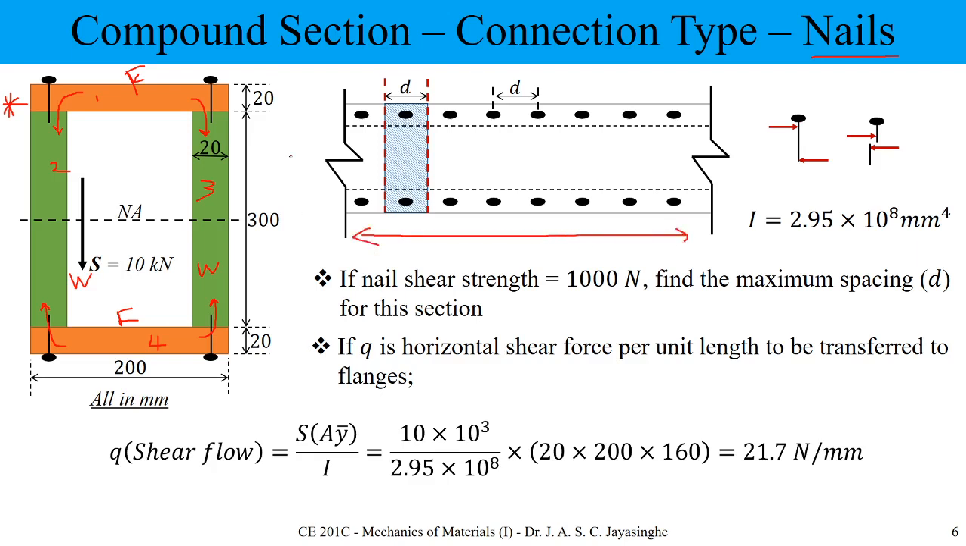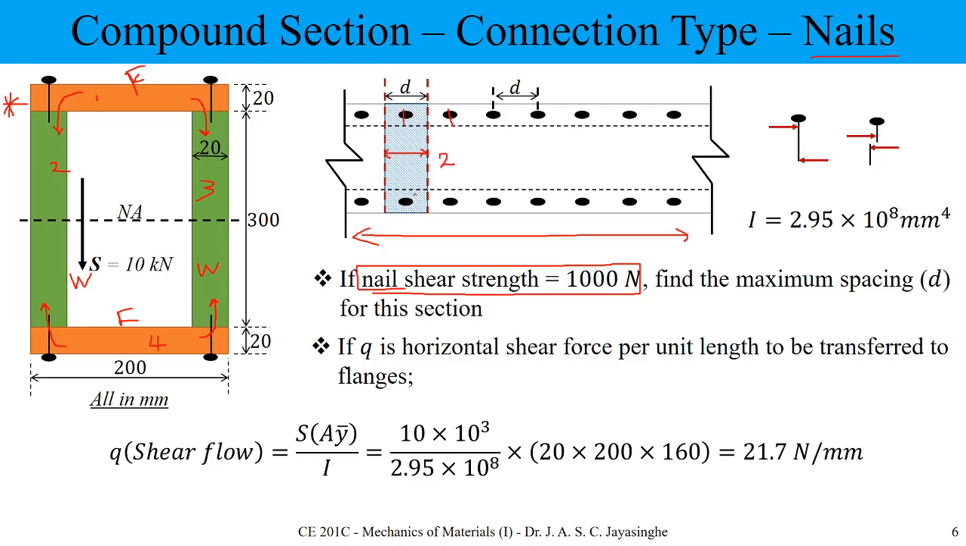When you work with these types of things, we need to work with three main parameters. The first one is the space between nails. The other one is nail strength. The other one is the number of nails. Here you can see we are using 2 nails, or you can use more than that.